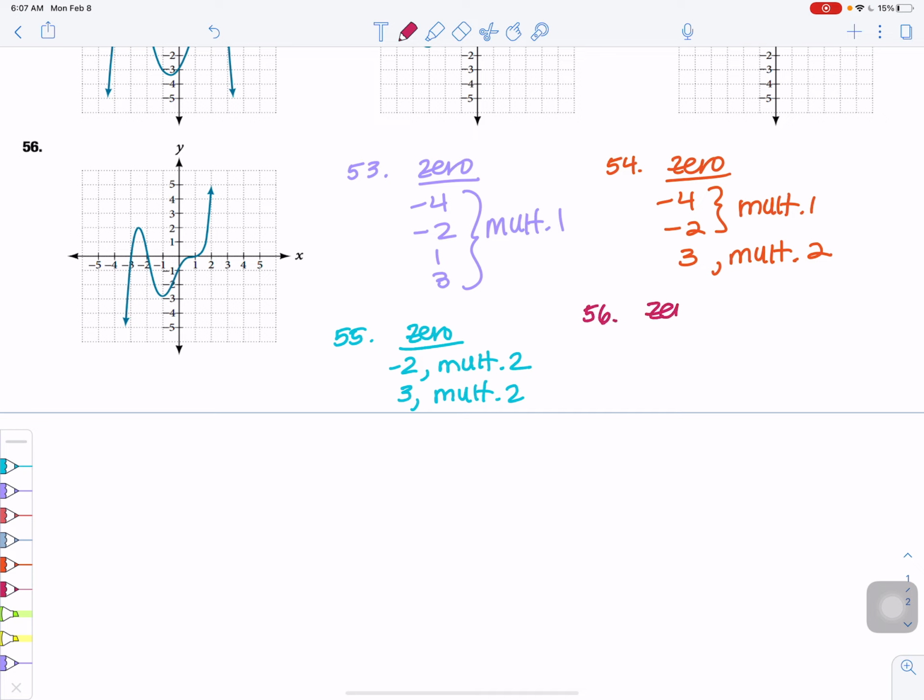And our zeros, we have a -3 and a -2. Both of those have multiplicity 1. But as you can see here, we do cross the x-axis at x equal to 1. But we can't give it multiplicity 1 because it flattens out. So we have to go to the next odd number, and that would be multiplicity of 3.